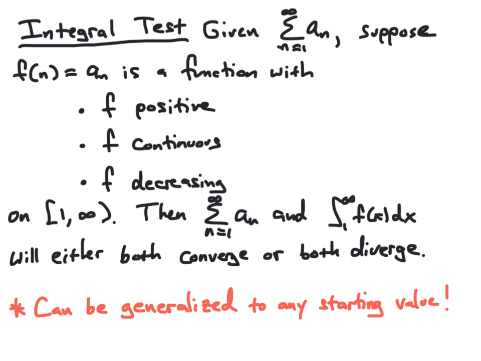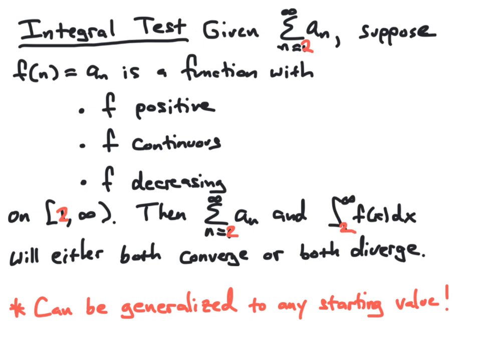It's also worth noting that the integral test can be applied to any series, not necessarily those starting at n equal to 1. So suppose we had a series at the very beginning that started at n equal to 2. Then everything here remains completely valid as long as we adjust everything to starting at x equal to 2. So for example, we want our function f to be positive, continuous, and decreasing on the interval from 2 to infinity. And then we would say the series from n equal 2 to infinity of a sub n and the improper integral from 2 to infinity of f of x dx would both converge or diverge.